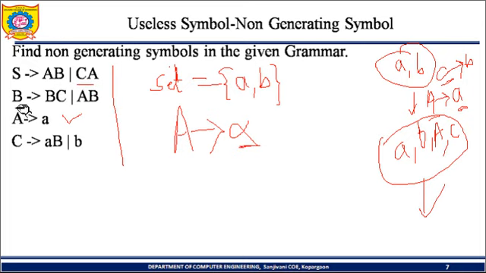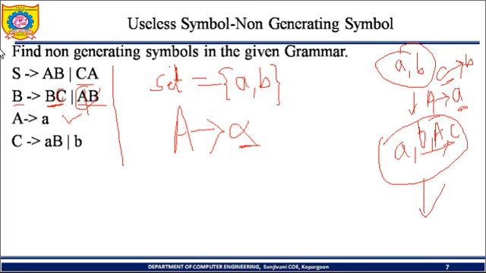First of all I'll check for B. Capital B tends to BC is there. Out of this BC, C is generating because it is present in the set of generating symbols, but B is not generating. So because of this production we can say that B is not generating. But we need to check one more production of B, as there are two productions for the B variable. So AB: out of this AB, A is generating as it is present in the set, but B is not generating. That's why B cannot be added here.